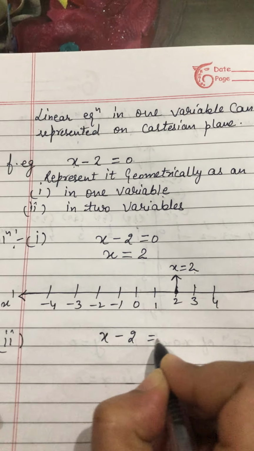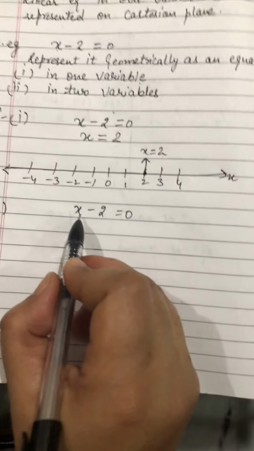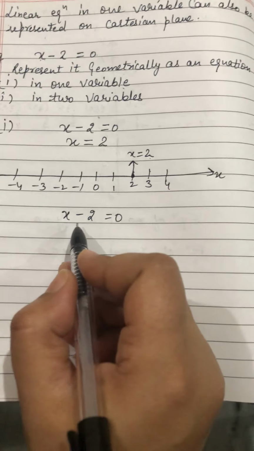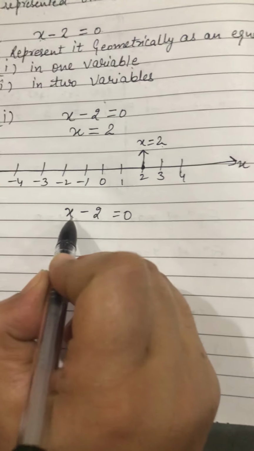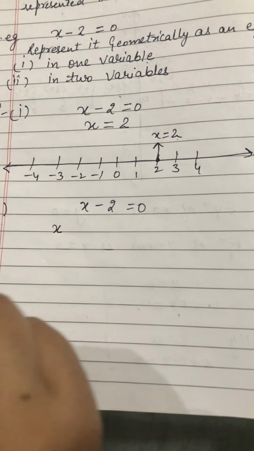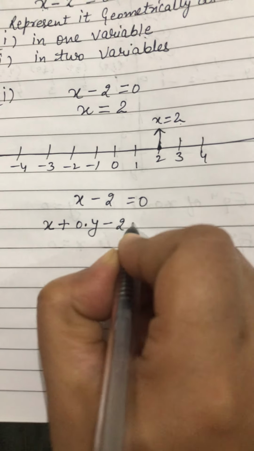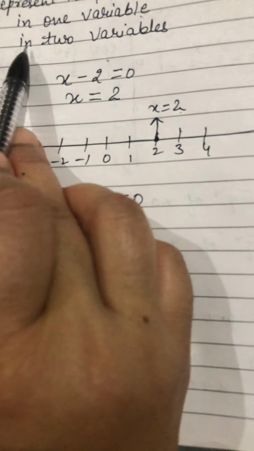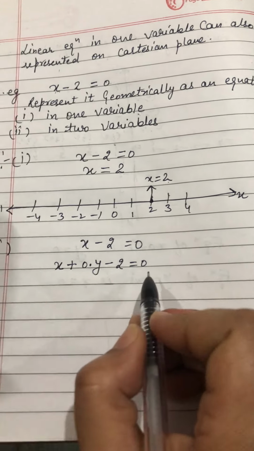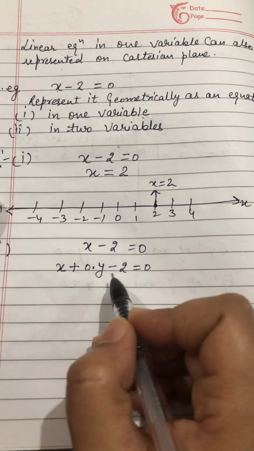Now this is the equation. You can see here this is a linear equation in one variable. If I want to convert it into a linear equation in two variables, what do I have to do? You can see here y is missing, so I have to write it down: x plus 0 into y minus 2 equal to 0. Now this is a linear equation in two variable form. The second part was to represent this equation in two variables form. So this is algebraically how it will look like. Now I have to represent it on the Cartesian plane.